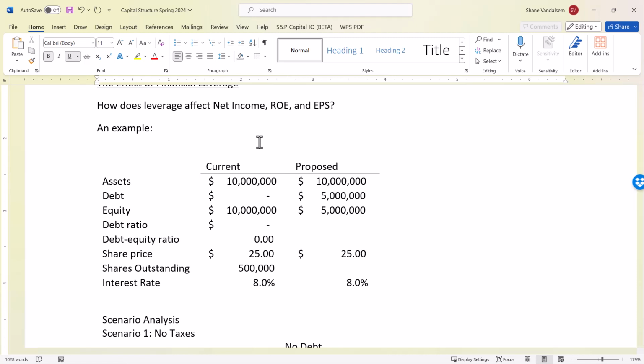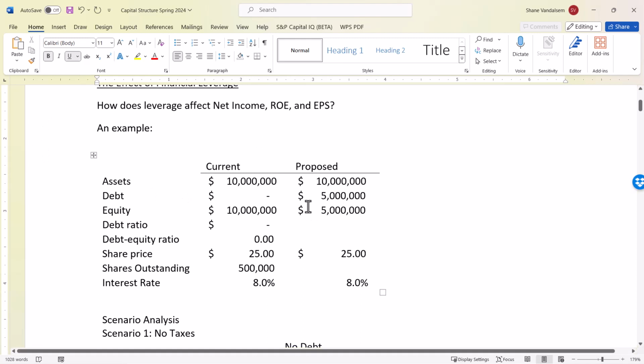The proposed situation for this company is that it's going to issue $5 million in debt and take the proceeds from that issuance and repurchase equity. In the end, it's going to have $5 million in debt and $5 million in equity, because it's going to repurchase shares of stock with the proceeds of that debt. It's still going to have $10 million in assets, and our balance sheet balances because the debt and equity sum to $10 million.